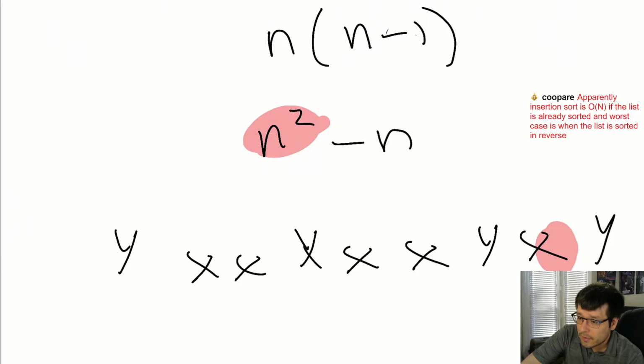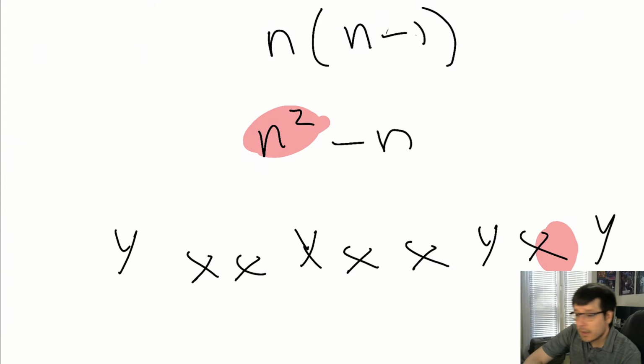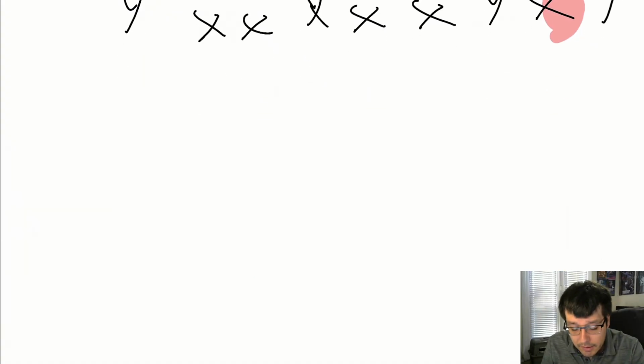Apparently, insertion sort is often fast if the list is sort of sorted. No, I don't think so. Where did you see that? Because if the list is sorted, think about it. Think about how this will work if the list is sorted.